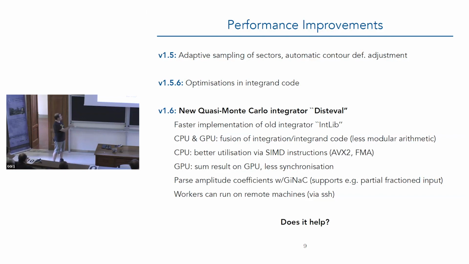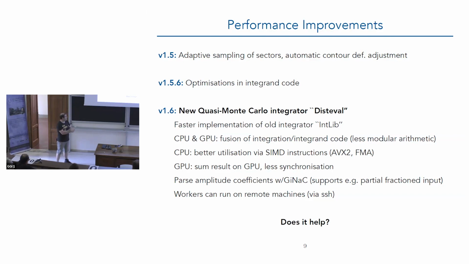In the new version, we implemented a new quasi-Monte Carlo integrator that we've dubbed Distaval if you use our code. And it's a faster implementation of the old integrator, but it has some quite smart changes, I would say, primarily due to Vitali. So it has a fusion of the integration and integrand code. And this means that when you're generating the quasi-Monte Carlo lattices that we use for our numerical integration, you do less modular arithmetic. Modular arithmetic on a graphics card is slow, so this is really helpful. We have better utilization of CPU instructions, and then we'll also have less synchronization between our GPU and CPU. So we sum our results on the GPU directly and then just send the result back.